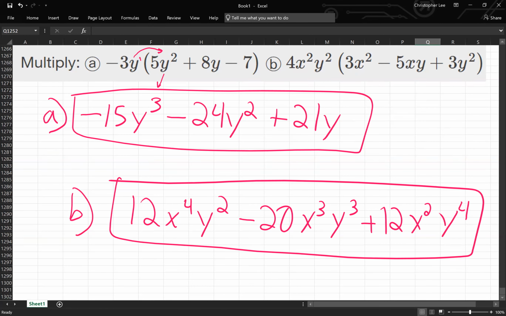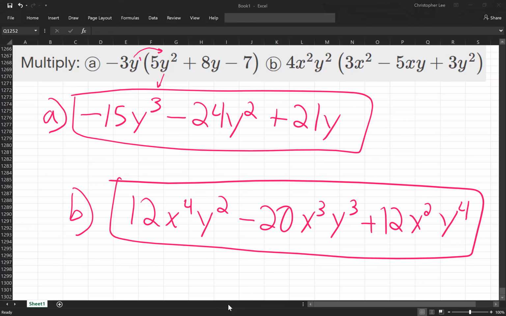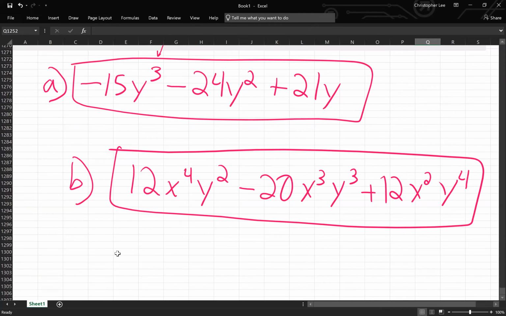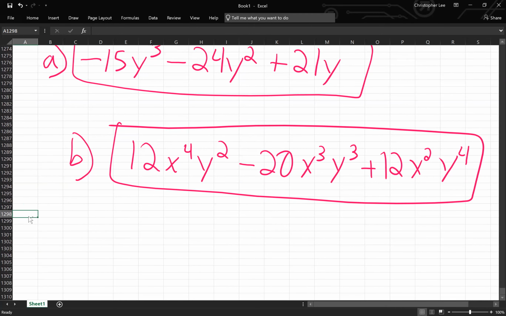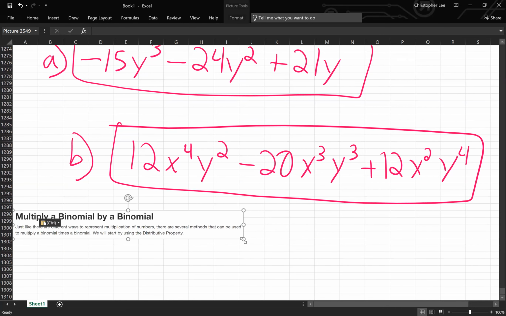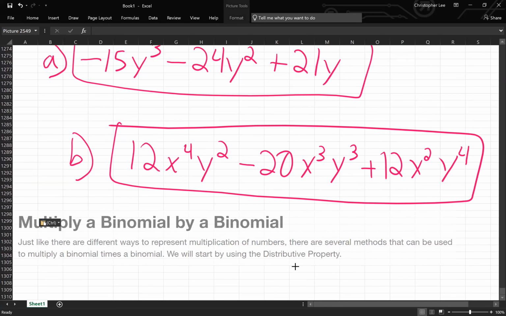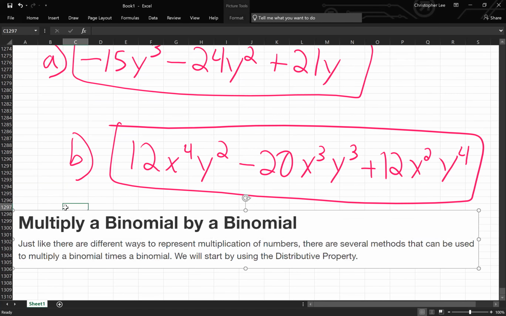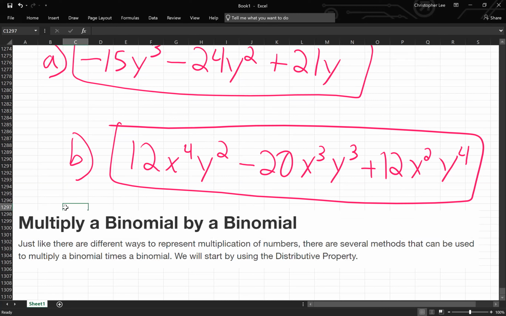All right, let's take it up a notch. This one I know y'all definitely remember from high school. Now multiply a binomial by a binomial. Just like there are different ways to represent multiplication of numbers, there are several methods that can be used to multiply a binomial times a binomial. And we will start by using a distributive property.